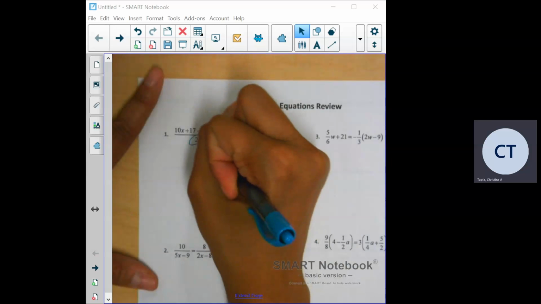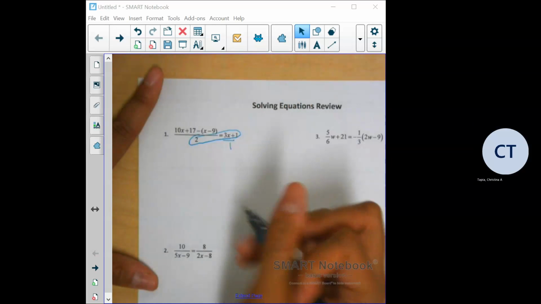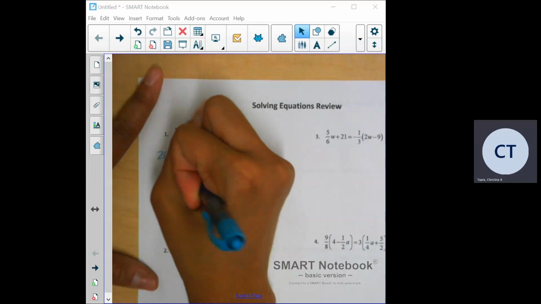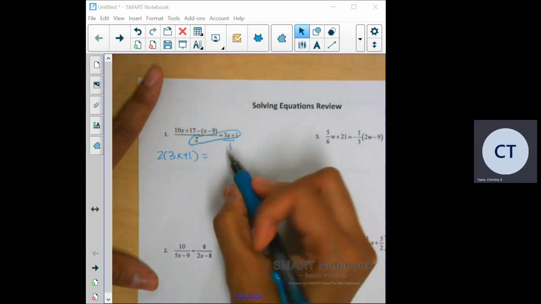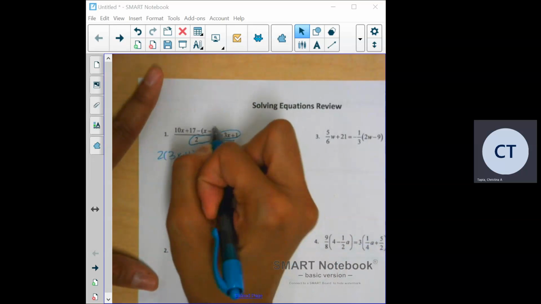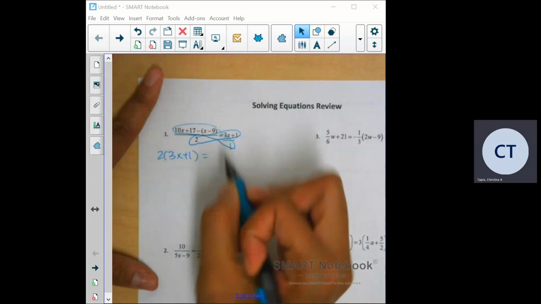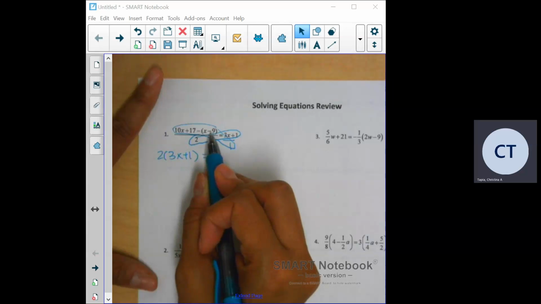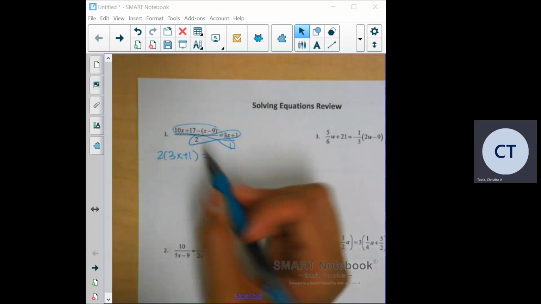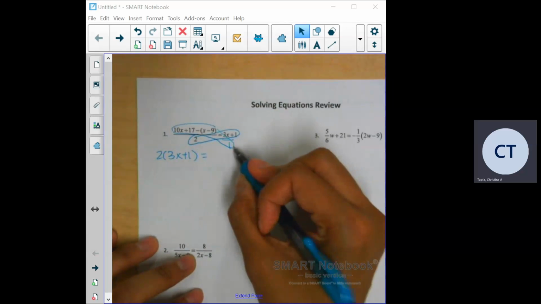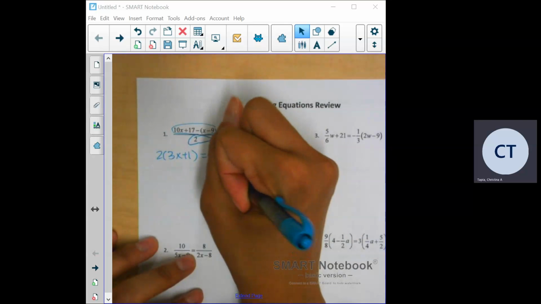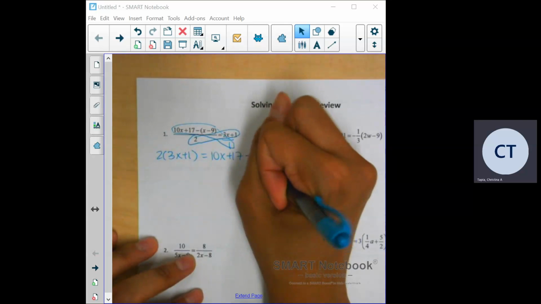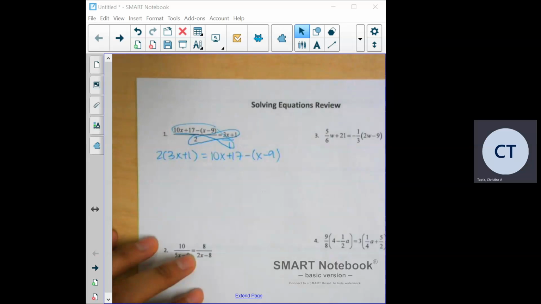So I'm going to cross multiply or use the butterfly method. We're going to do 2 times 3x plus 1, and we're going to set that equal to 1 times all of this. When you're multiplying 1 by this whole expression up here, is that going to change anything by multiplying it by 1? No, it's not going to change anything. So I'm not going to worry about rewriting the 1. I'm just going to put 10x plus 17 minus x minus 9. This is what you're solving.